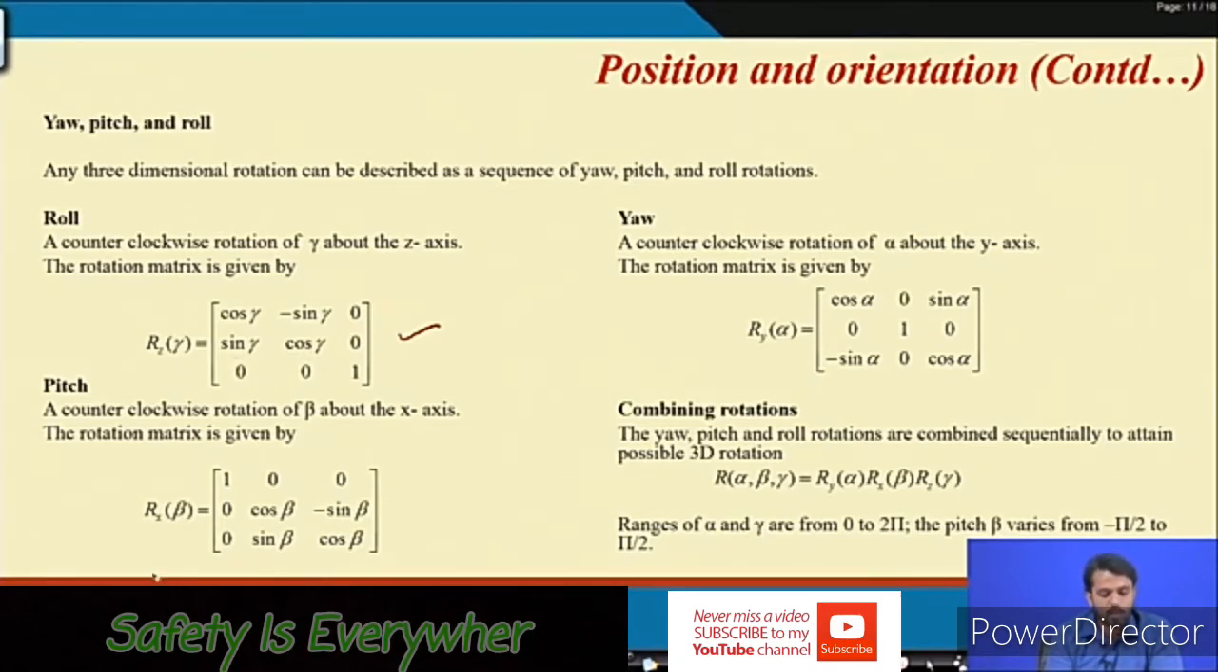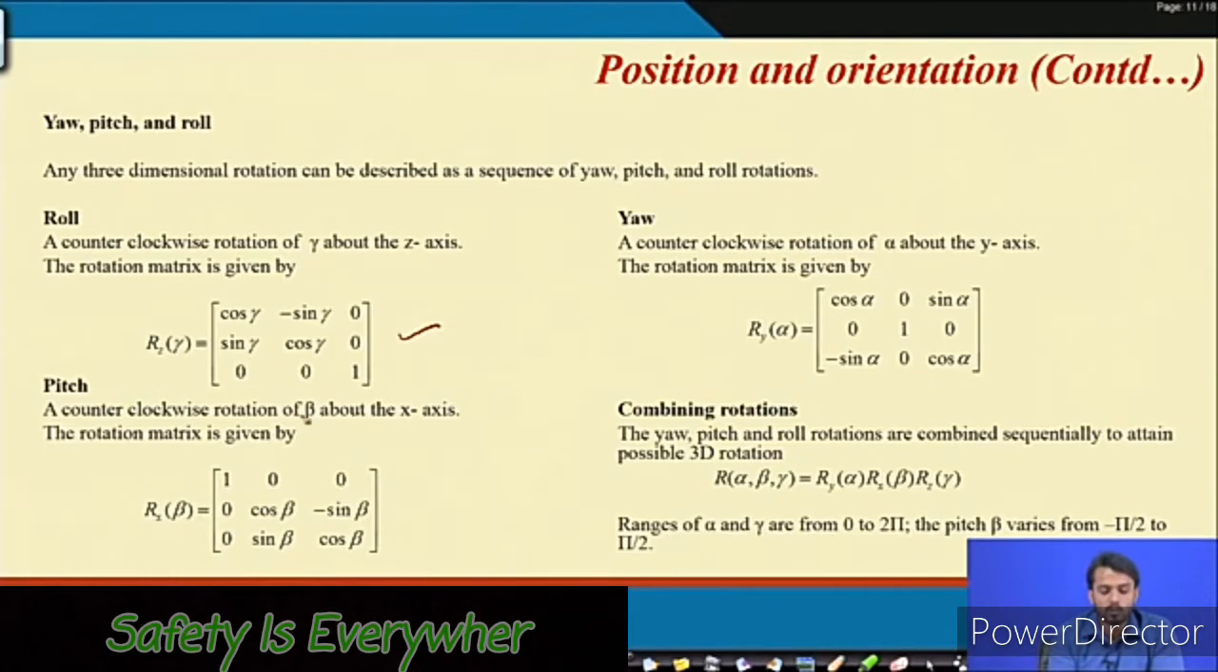Similarly, for the pitch rotation, a counterclockwise rotation of angle beta about the x axis is considered, in which the rotation matrix is 1, 0, 0; 0, cos beta, minus sin beta; then 0, sin beta and cos beta. And similarly, for the yaw motion, a counterclockwise rotation of angle alpha about the y axis is considered. So, the rotation matrix is given by cos alpha, 0, sin alpha; 0, 1, 0; and minus sin alpha, 0 and cos alpha.